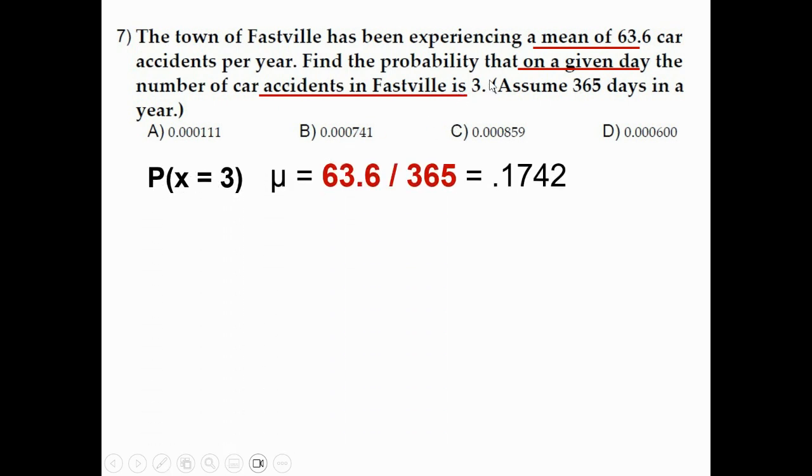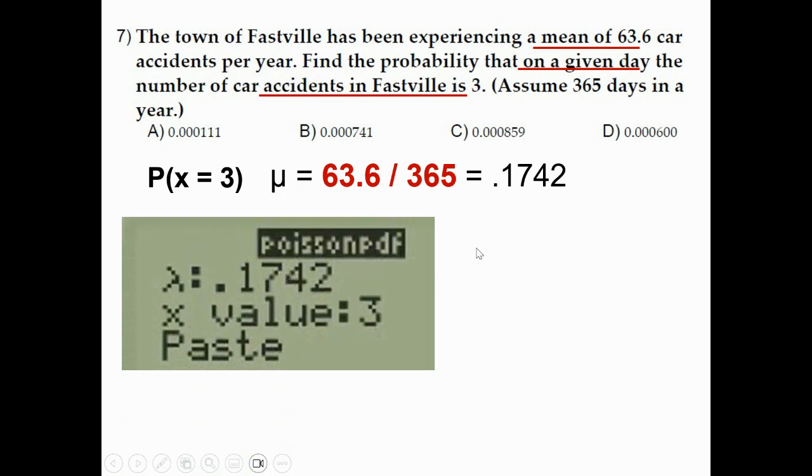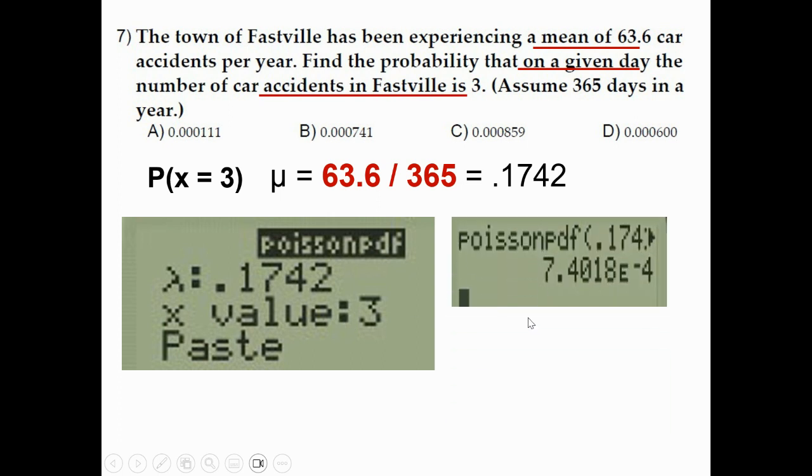Now I'm taking the mean of a year. Number of accidents in a year, 63.6. He wants to know something about a given day. So I took the mean per year and divided it by 365. I now have the mean number of accidents per day, 0.1742. Entering in, here again, I'm using PDF because I want X is equal to 3. Exactly 3, PDF. There's my new mean per day. There's my X value.